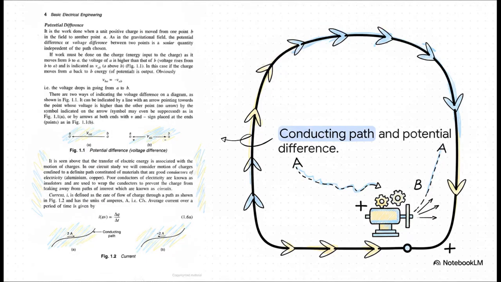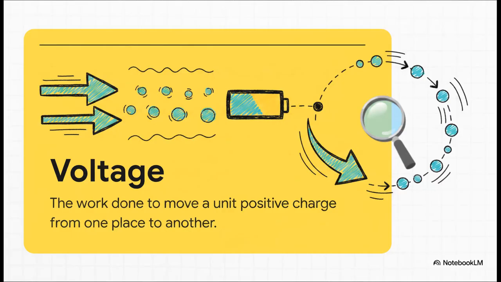Now, for this flow to happen, we need 2 key things. First, a defined conducting path, like copper or aluminum wire, and second, a pressure difference to actually push it along. But you have to ask, why does the current move at all? It moves purely because of the difference between point A and point B. And that pressure difference, that is what we call potential difference, or voltage.